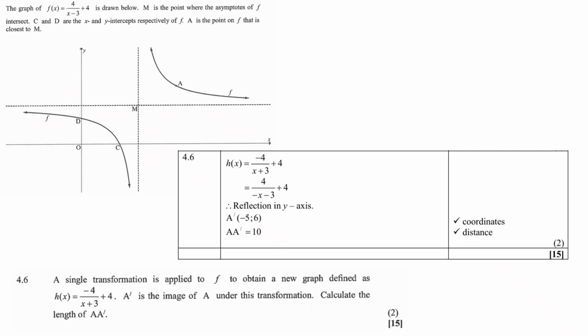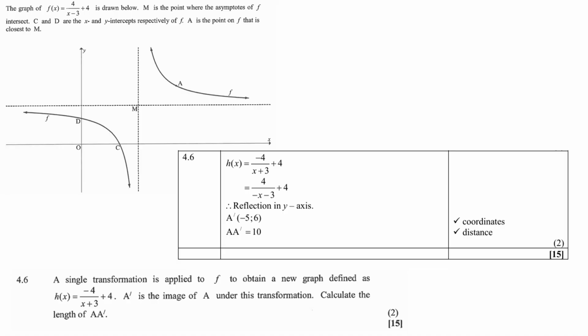So if you take your given formula and take the minus 4 over x plus 3, what you do is multiply the top and bottom part of the fraction by negative 1. Then it becomes positive 4 over negative x minus 3. And you'll notice that that is now a reflection in the y-axis. And if you look at the previous example, A was (5, 6), so the reflection will be (negative 5, 6). Right, is it clear now?